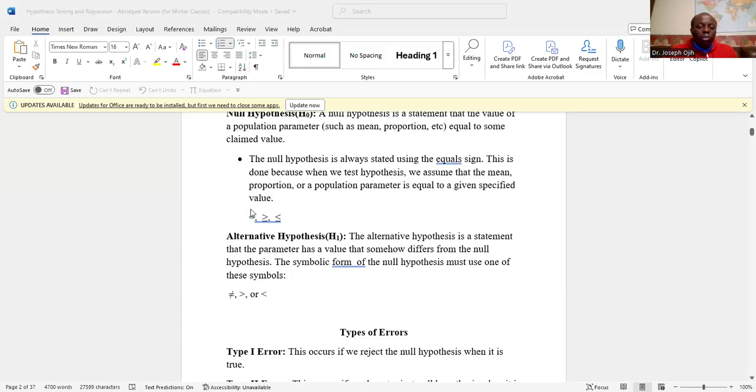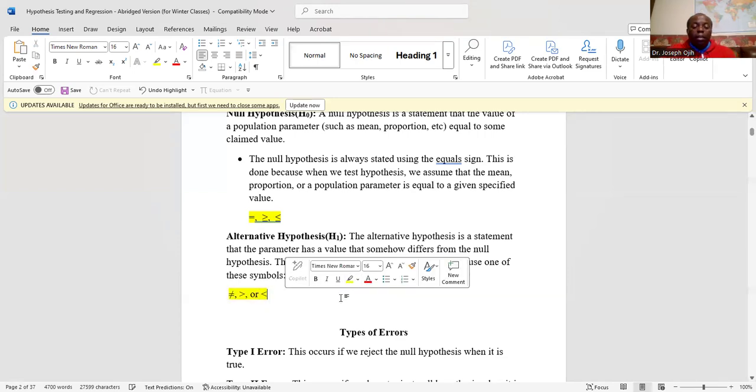The symbols we use for the null hypothesis are as follows: equal to, greater than or equal to, or less than or equal to. So the symbol for the null hypothesis must have some kind of equality in it. The alternative hypothesis says the opposite of whatever the null hypothesis is saying, and the symbols we use for it are right here: not equal to, greater than, or less than. So this means that you cannot use greater than in the null hypothesis. You cannot use less than in the null hypothesis.